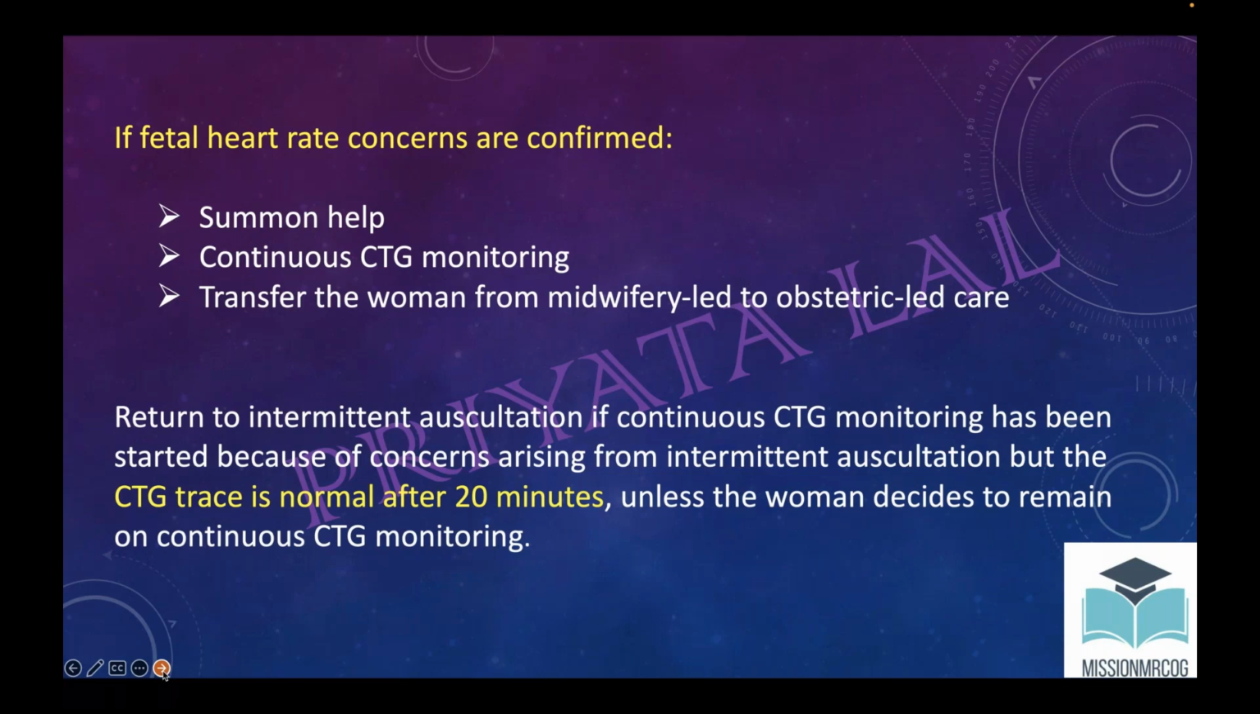But again, this part I have already explained, and this is there in the last guideline also. If we put the patient on CTG monitoring and we observe the CTG for 20 minutes, and the CTG becomes normal for 20 minutes, then there are two possibilities. Either the patient can be put back on intermittent auscultation, or if the patient wishes, then CTG can be continued. From this line, you will find a number of questions. These were there in the previous guideline also.